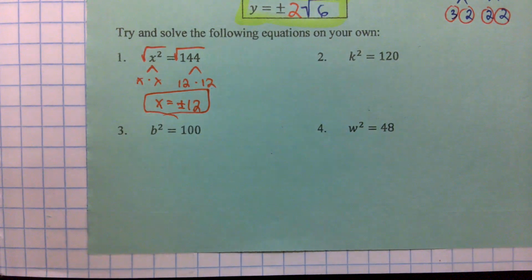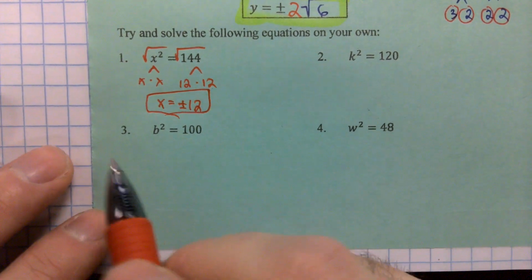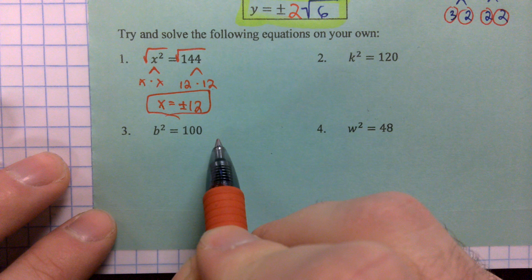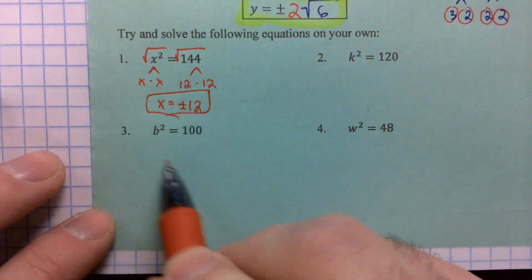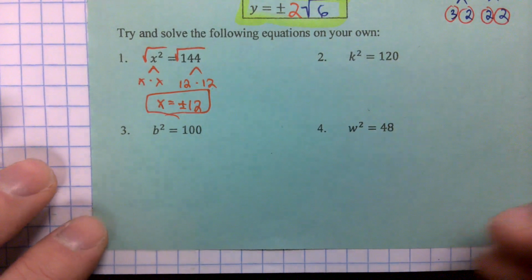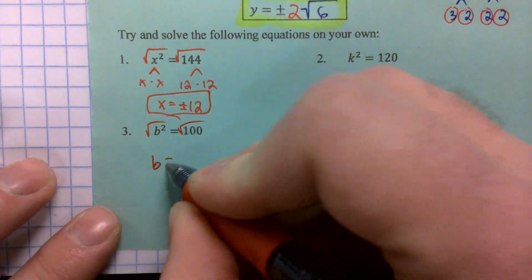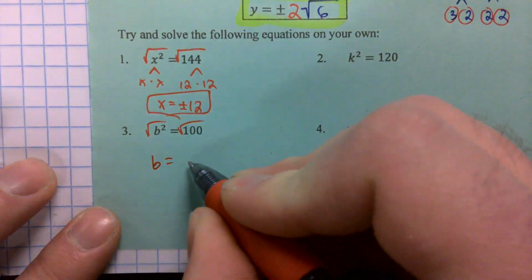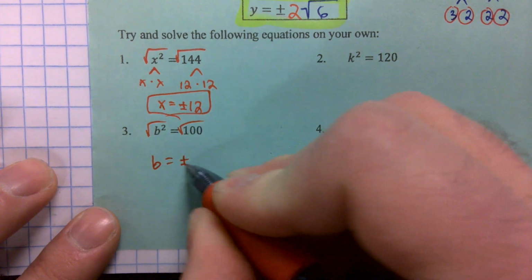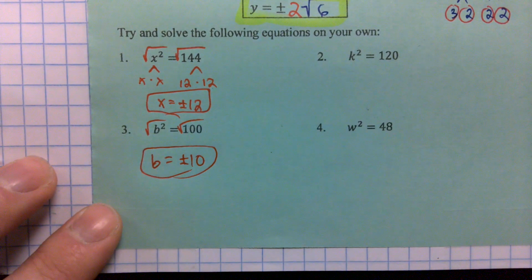It's exactly the same thing as what we've been doing, just with a variable in front. Now, like Namapreet said, if I have b squared equals 100, what type of number is 100? A perfect square. So if I square root the left, square root the right, what's b going to be equal to? 10. Just 10? Plus or minus 10. That's right.